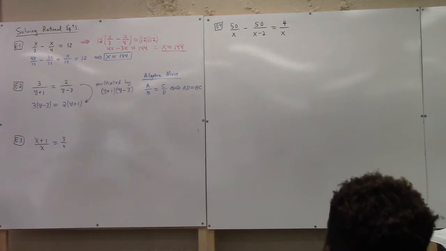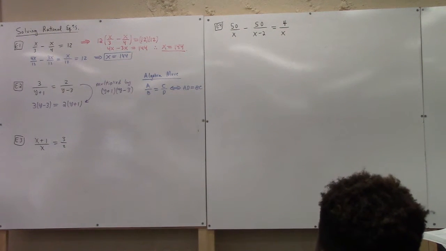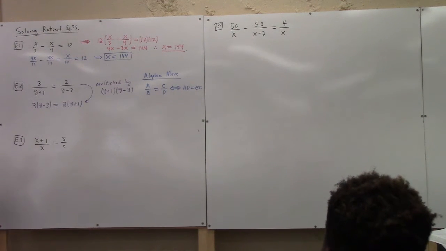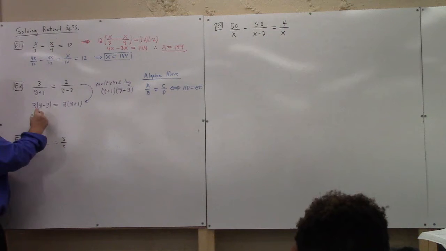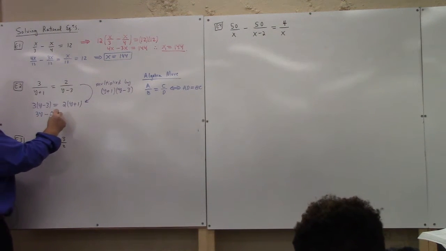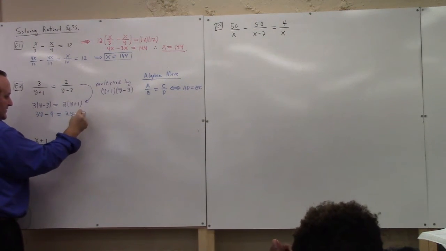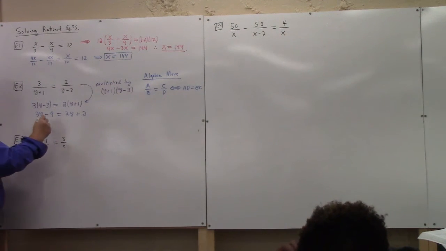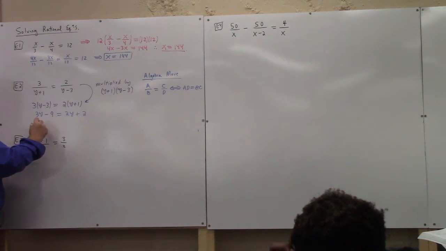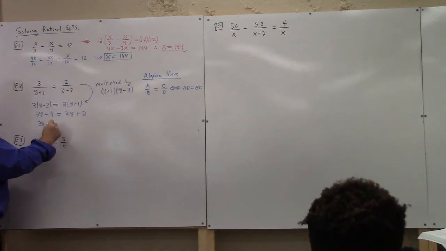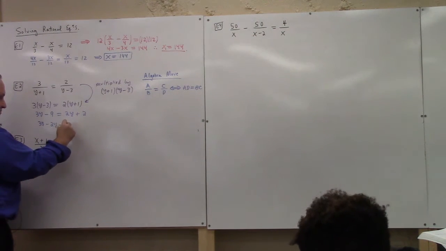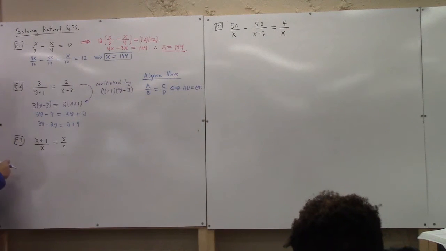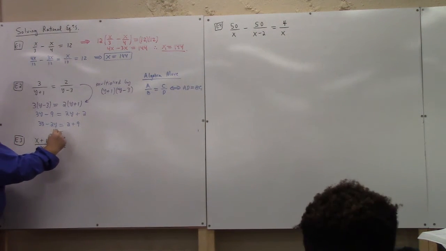And of course, once you get to that, we're back to the kind of equations we solved week 1, right? What do you got? You got 3y, distribute, minus 9, is 2y plus 2. Isolate your y's. So you've got 3y minus 2y is equal to 2 plus 9, which gives us y equals 11, right?